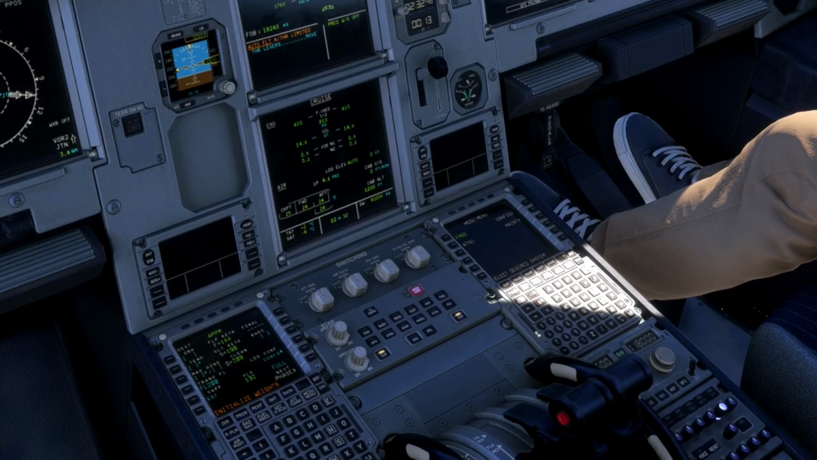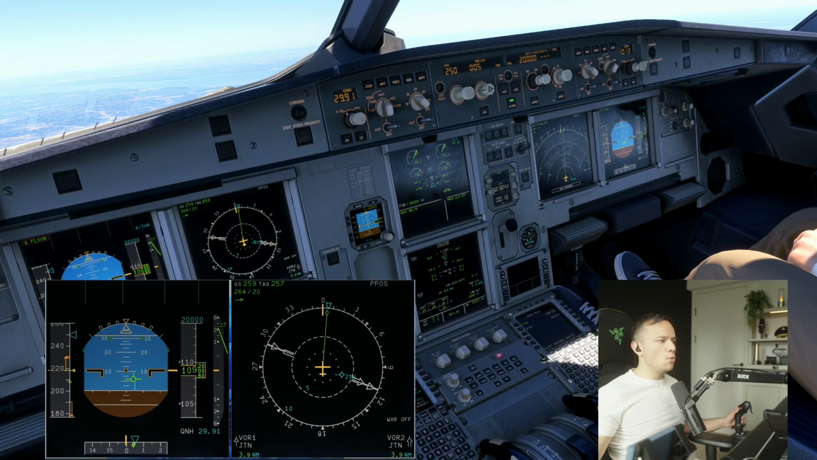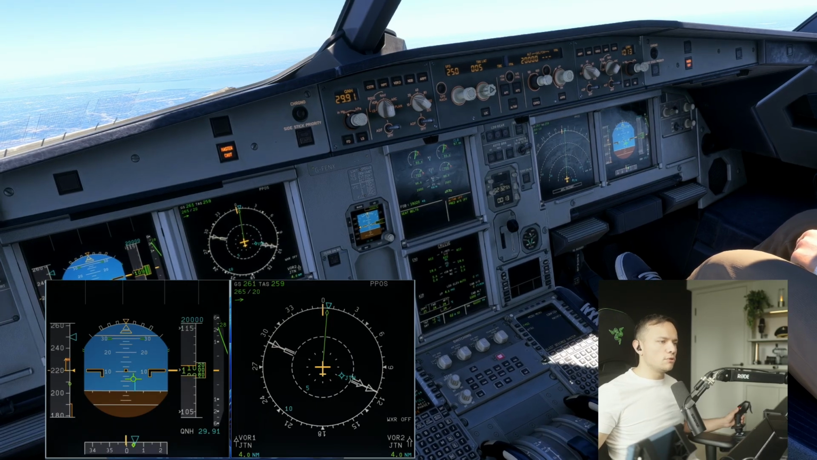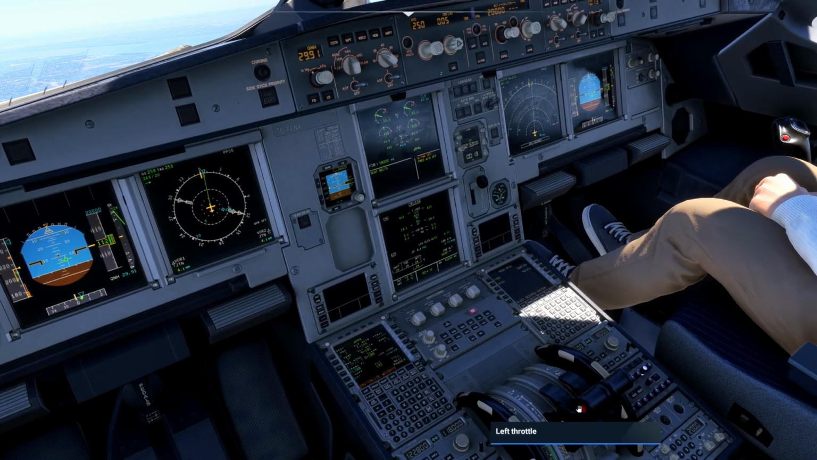So now, if I move the thrust levers, see? It's not changing at all. So the only way that I can take out is to put the thrust levers to idle and push the sensitive push button, this one, the red one.